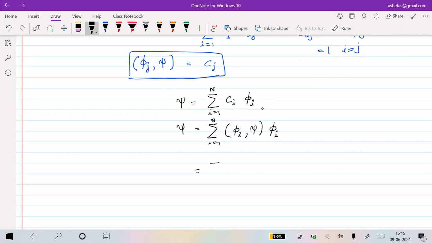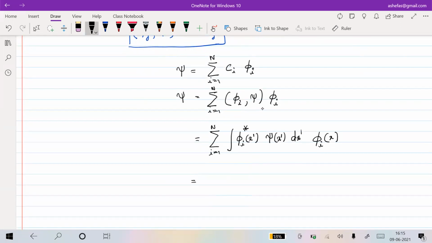Now, by definition, we can write the inner product as the integral of phi star of x prime, psi of x prime, dx prime. So I have used a dummy index for the variable, and phi_i is a function of x. So this can be written as a sum over i equal to 1 to n of the integral. The integral and summation always commute.